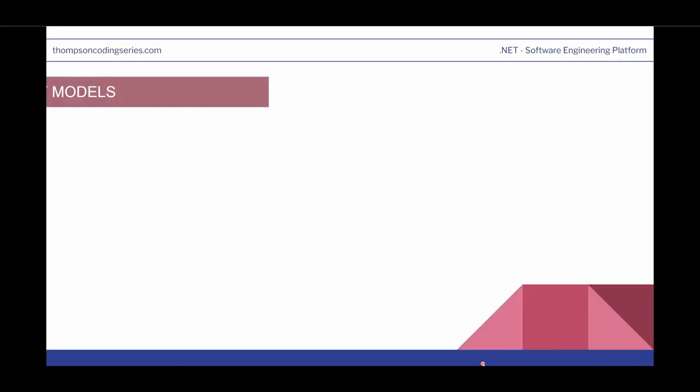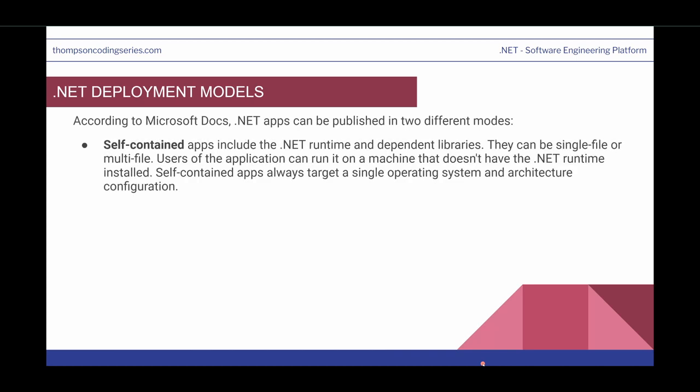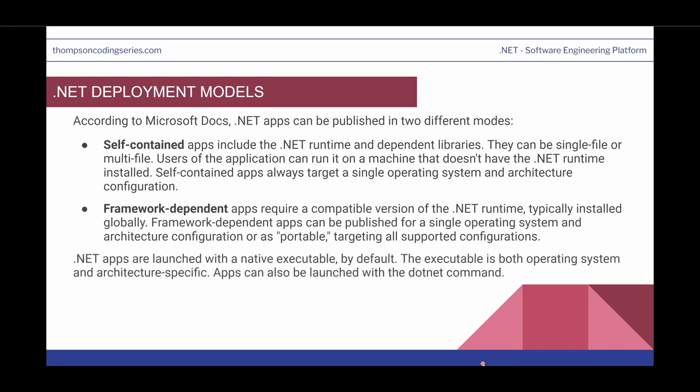Now, the next thing we will talk about is the deployment model. According to Microsoft, .NET apps can be published in two different modes: self-contained applications, including the .NET runtime and the dependent libraries, or framework-dependent applications that require a compatible version of the .NET runtime. .NET apps are launched with a native executable by default. The executable is both operating system and architecture specific. Apps can also be launched with the dotnet command. Alright, so these are what you need to understand about .NET.